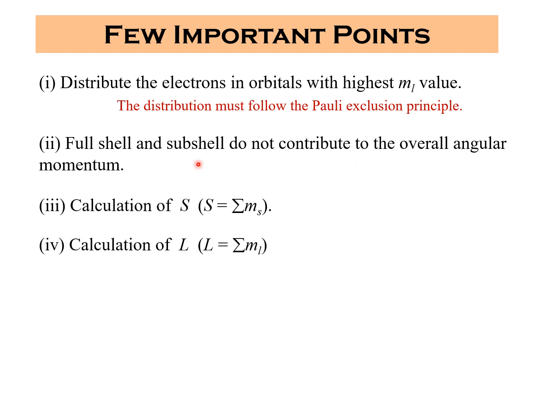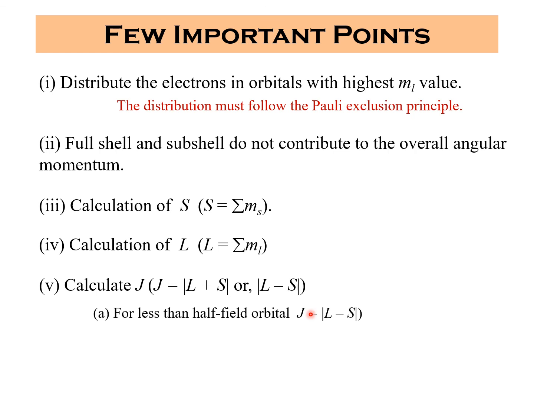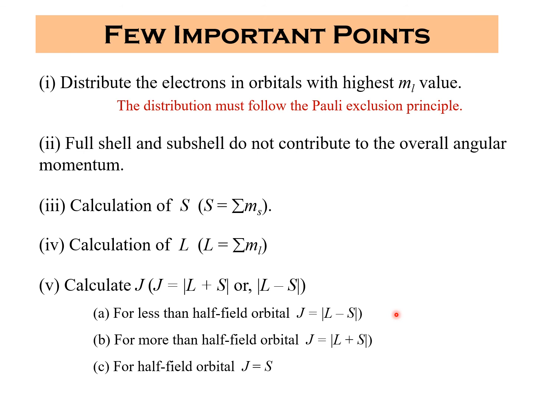Next, we calculate the overall spin value by summing all the spins from the individual electrons, and then we calculate the overall angular momentum by summing all the individual angular momenta, and then we calculate the J value from L plus S to L minus S. All the integers are possible, and we find out if the system is less than half filled, then L minus S is the ground state. If it is more than half filled, L plus S is the ground state. If it is exactly half filled, then J will be the S value, because in that case the L value is 0.